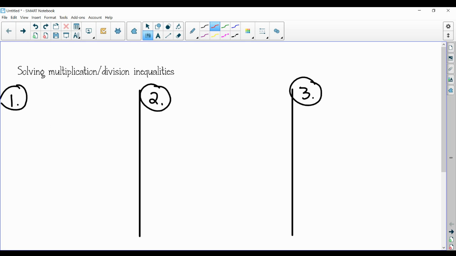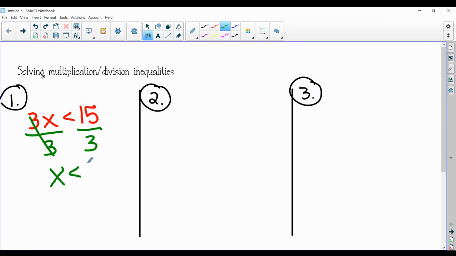Okay, let's start by solving an inequality with division in the first one. So I'm going to use the inequality 3x is less than 15. In order to solve for the values of x, I would divide both sides by 3. If I divide by 3, then I'm getting x all alone. X would be everything less than 15 divided by 3, which is 5.